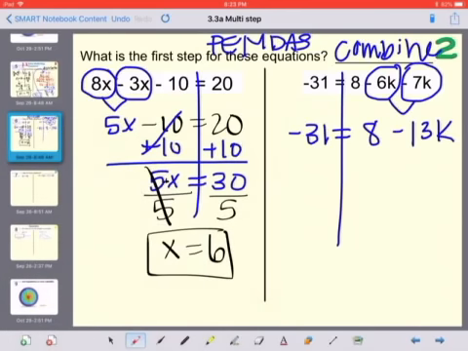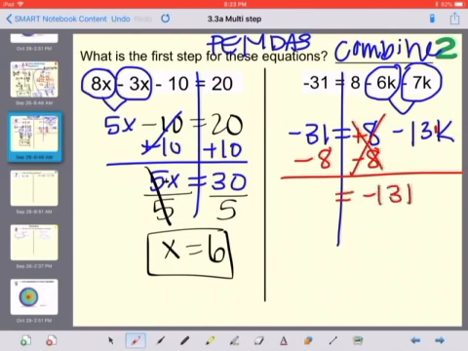Now, getting rid of adding and subtracting. It looks like you'd want to get rid of this 13, but that's multiplied. So we need to get rid of this 8. It's not a negative 8, it's a positive 8. So I'm going to subtract 8. 8 minus 8 eliminates. And negative 31 minus 8, they're all negatives. Same sign, add and keep. So it's really a negative 39.